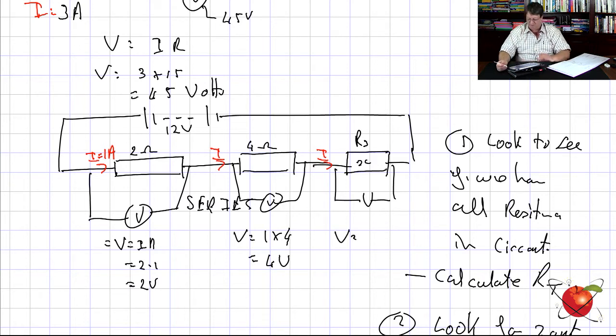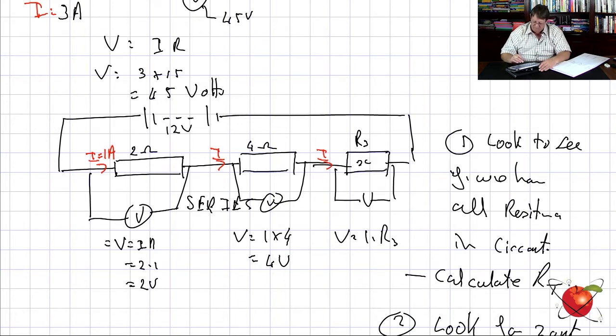Here, crash and burn, right? What do I do here? I can't work it out. All I can say is it's equal to 1 times R3. Now can I calculate V? Aha. What did we say?